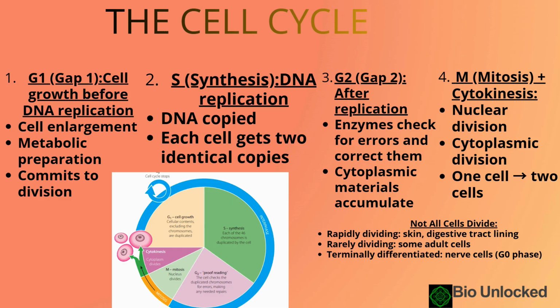The first phase is G1, which is a gap phase for cell growth before the DNA replication. Now, the cell becomes massive here. Enlargement occurs slowly, but metabolic changes prepare for division. Then the cell commits to the division.